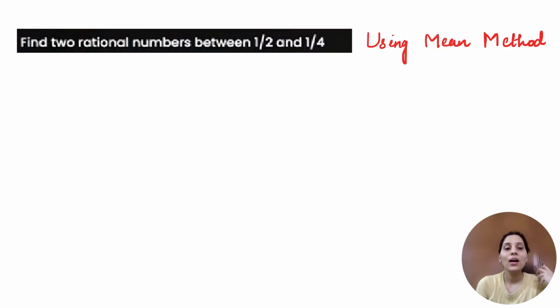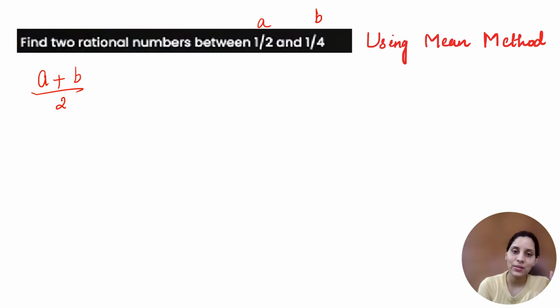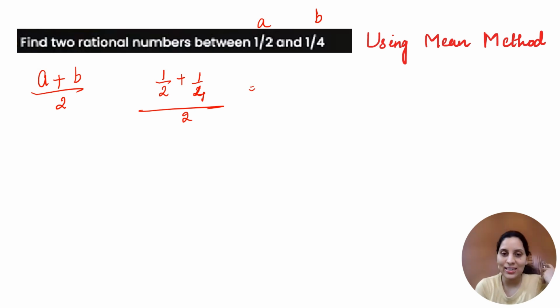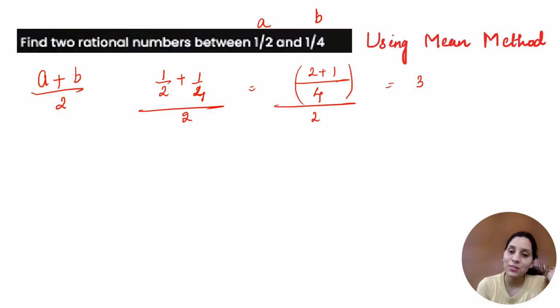Now moving on. Find two rational numbers between 1 by 2 and 1 by 4 using mean method. What is mean method? The formula for mean method is a plus b by 2, where a and b are two rational numbers. So here this is a and this is b. Alright, let us find one rational number. So a plus b by 2. Whenever you have fractions, we take LCM. So LCM is 4. 2 into 2. So 2 plus 1 whole by 2. So this becomes 3 by 4 whole by 2 by 1, I can write.